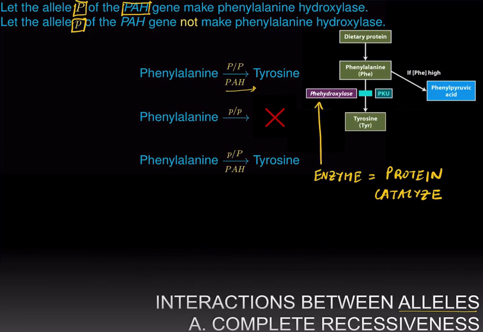So the mutant individuals have no PAH, and therefore there is a block to the conversion of phenylalanine into tyrosine. That leads to a buildup of phenylalanine, which gets converted to phenylpyruvic acid, and that accumulates in the brain and causes developmental delays and ultimately mental retardation. This condition is known as PKU.